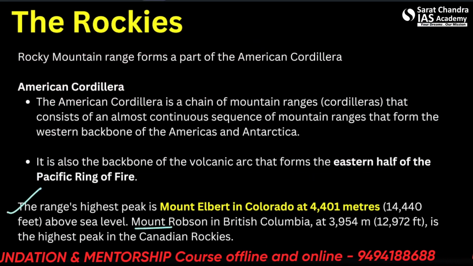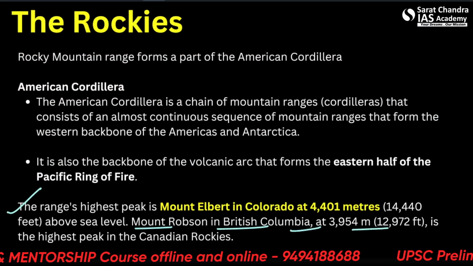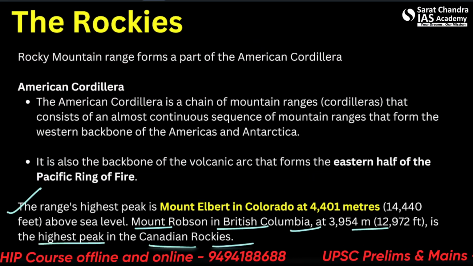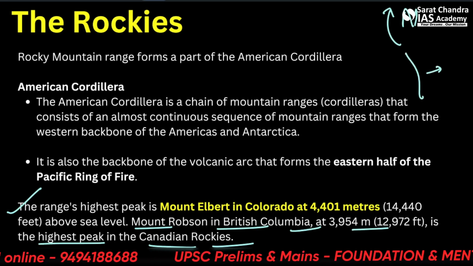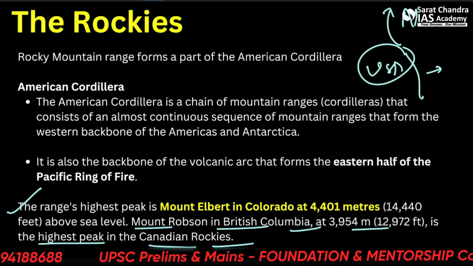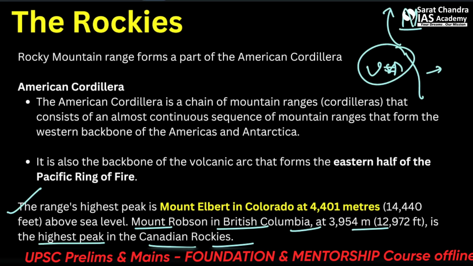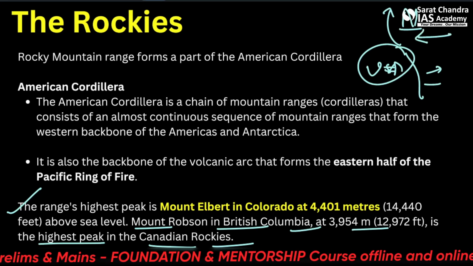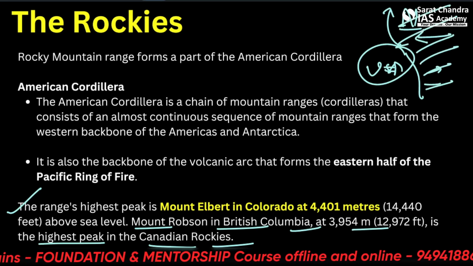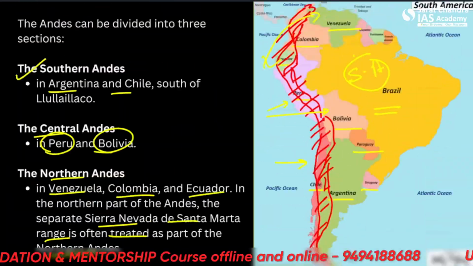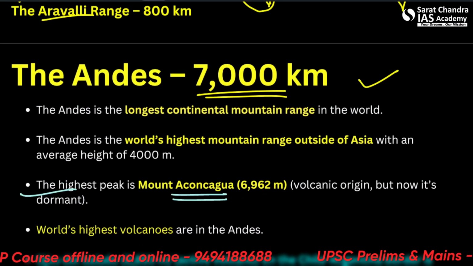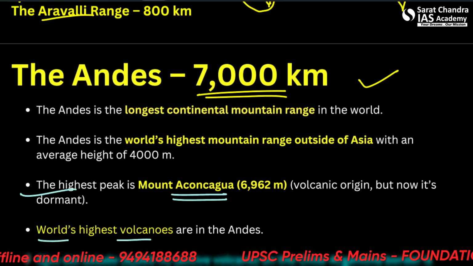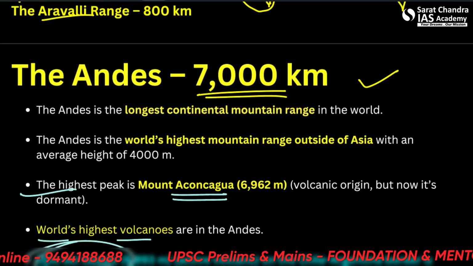Mount Robson in British Columbia is the highest peak in the Canadian Rockies. So its extent is up to Canada in the north and the USA in the central part. And please remember, as you may already know, they are in the western part of the American continent. Going back to the Andes, we'll just revise. The highest peak is Mount Aconcagua, and the world's highest volcano here is Ojos del Salado.